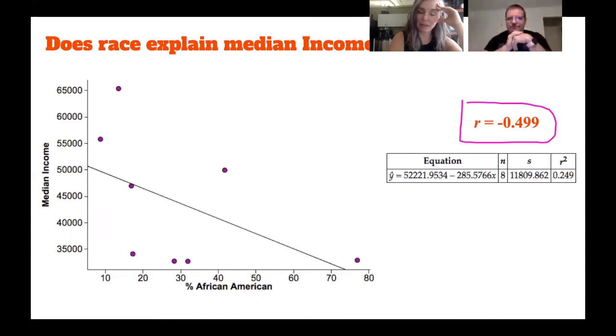Yep. And you can see here that the sign of our slope changes with the sign of our R value. If our slope is negative, our R value is going to be negative. Both of these things tell you direction. R value tells you direction, and slope will tell you direction of your model.